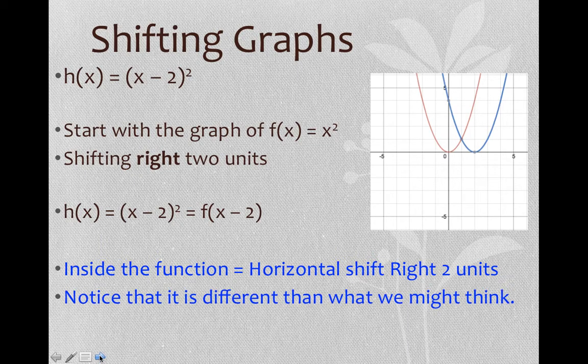Notice that it is different than what we might think. We might think that x minus 2 should shift to the left, but it really doesn't. It shifts to the right. And that's because the minus sign is part of the formula. So this is x minus 2, and we're subtracting a positive 2, so it's going to the right.